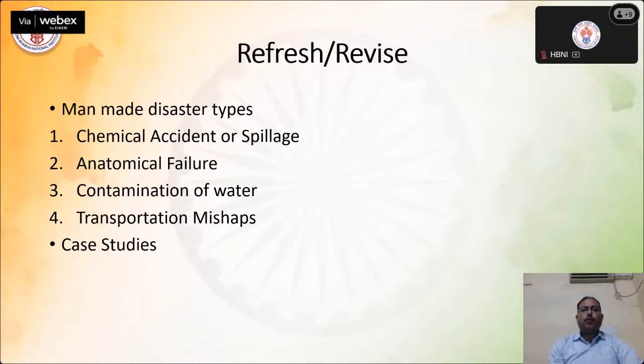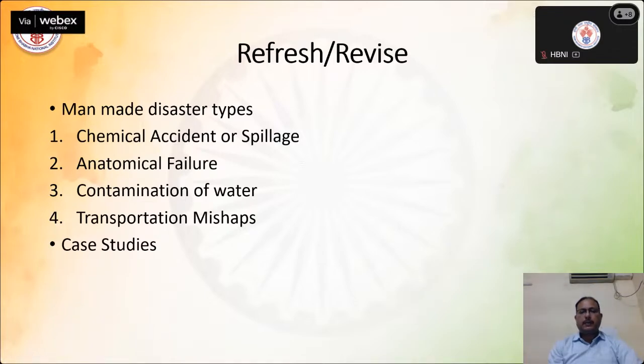Then the third was contamination of water, where we have seen how to stop the contamination, what the sources of contamination are, what chemicals are involved in the contamination, etc. And the fourth was transportation mishaps, wherein we have seen the modes of transportation. You may remember that road, ship, water, pipeline, everything is there. And then we moved to the case studies where we have seen the transportation of lithium packaging material, and then we saw how the incident took place. So this was in my earlier lecture for man-made disasters.